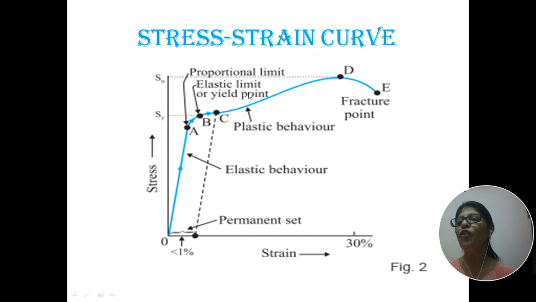The line from EL, that is B, up to E, that is fracture stem, represents the plastic range of the material, and the area under the entire length of this line up to the fracture strength, up to E, represents toughness. Okay, so now we will be discussing each point in detail.